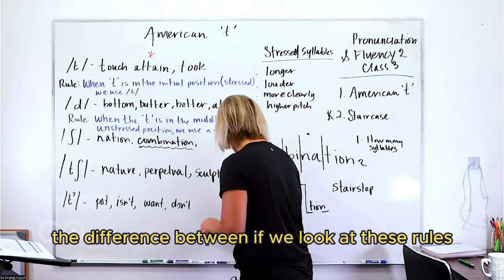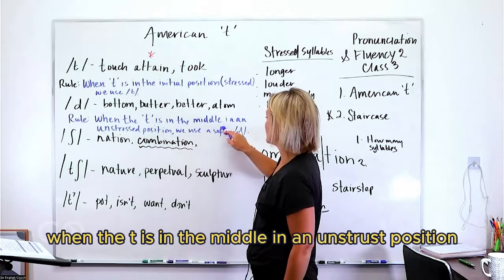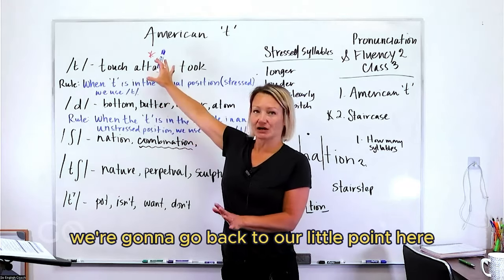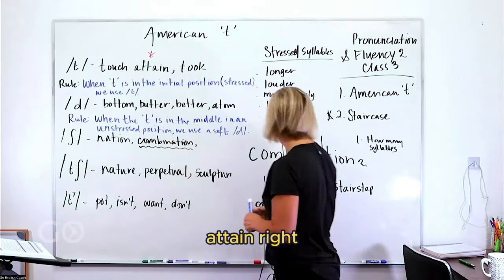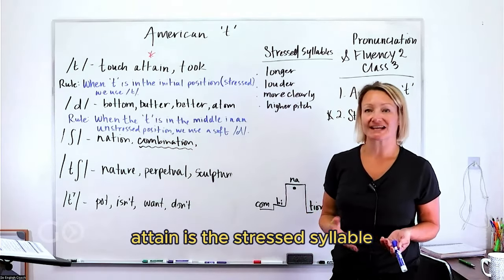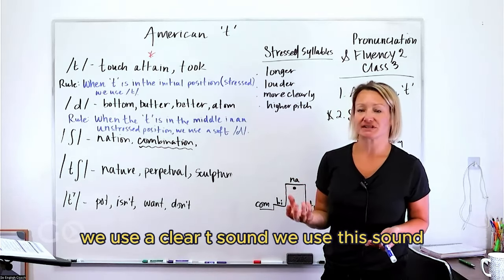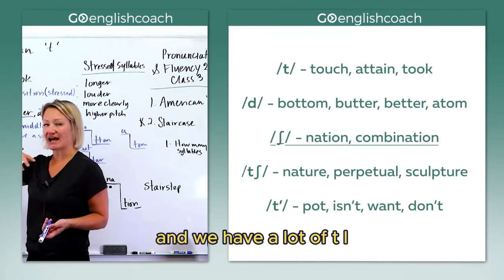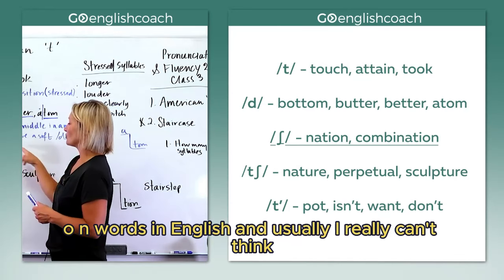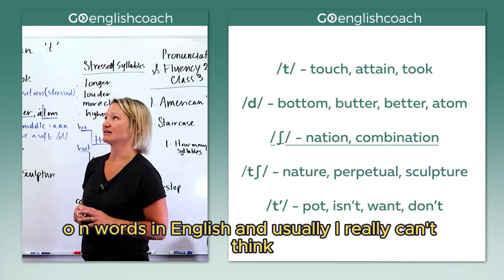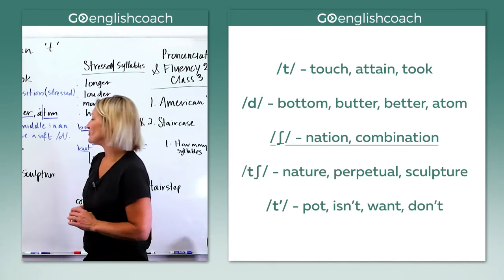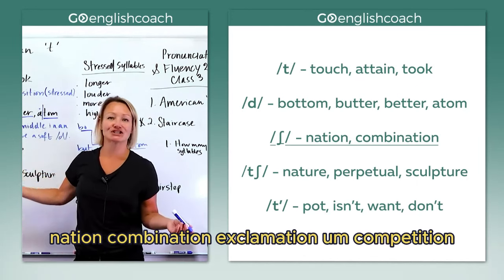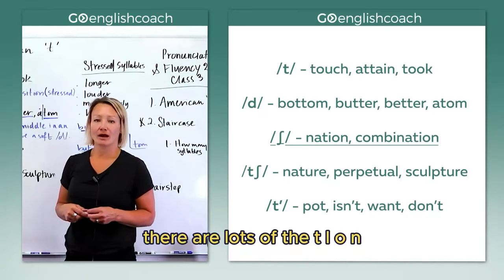If we look at these rules, when the T is in the middle in an unstressed position, we use a soft D, which is why we're going to go back to our little point here, attain. Because that second syllable in the word attain is the stressed syllable, we use a clear T sound. This next symbol is the SH sound in English, and we have a lot of T-I-O-N words in English. I can't think of an example where we don't, but the pronunciation here is nation, nation, combination, exclamation, competition. There are lots of the T-I-O-N.